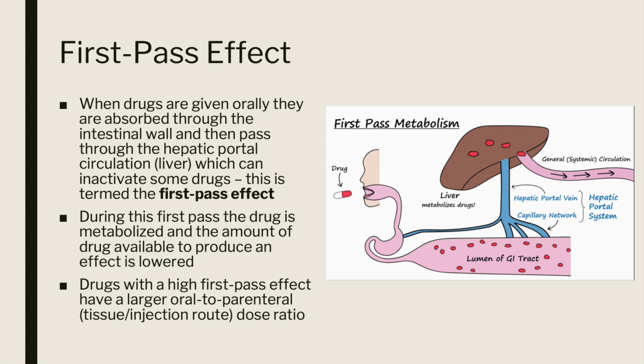That means that the dose that you give of that drug, if you give an injection, is going to be less than if you gave it orally. Because if you give it orally, you're going to give a higher dose because you're trying to compensate for this first pass effect, or some of that drug being absorbed into the liver before it even has a chance to do its job.